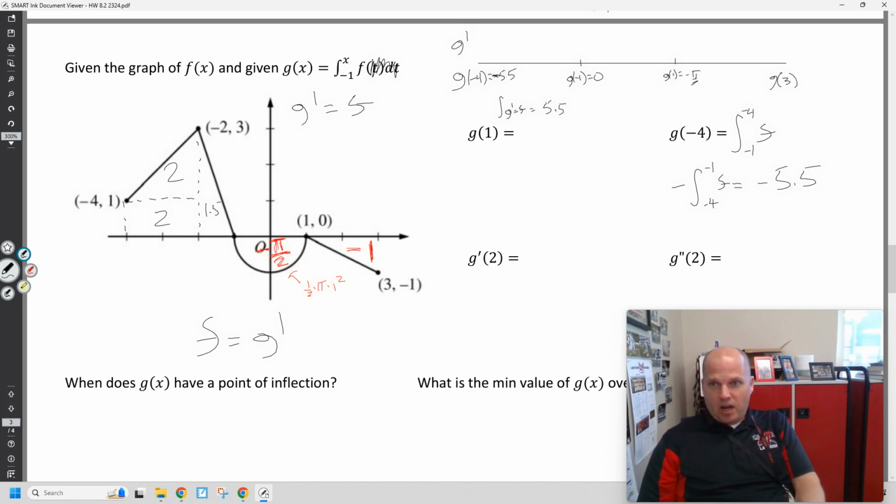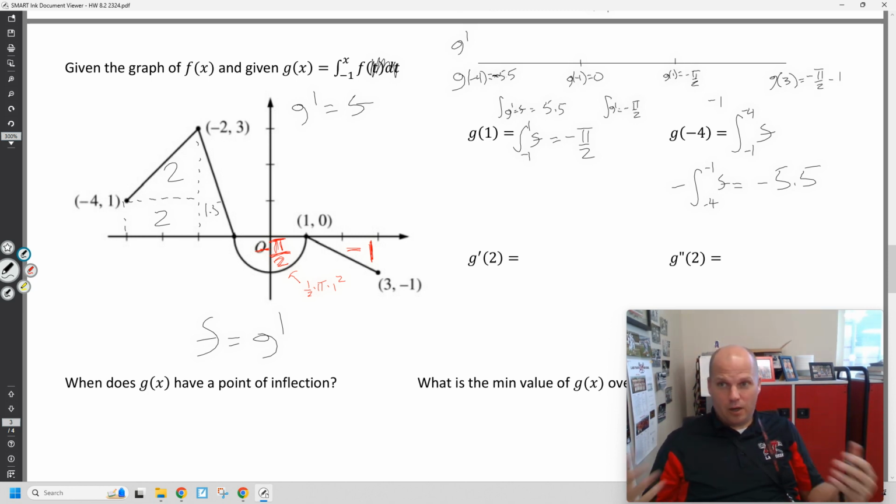It's going to be negative pi over 2. Oh, nice. Got to show your work. From -1 to 1 of f, I have negative pi over 2. That's the area. And then from 1 to 3, I subtract 1, which means g of 3 is going to be, stay with me, negative pi over 2 minus 1. It'd be nice if it was whole numbers, but it's okay.